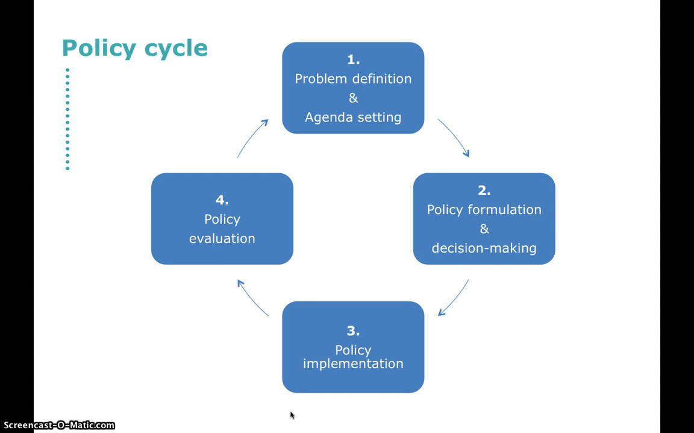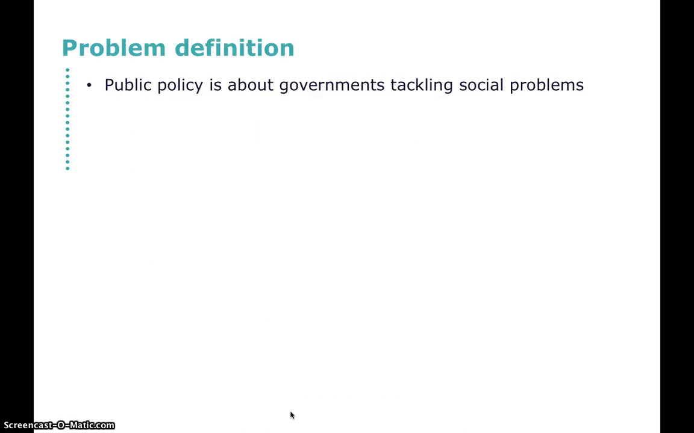This clip is on the first stage of the policy cycle, and more specifically it's about problem definition. Okay, let's look back very quickly on what we've discussed so far within this course. One of the important things we've discussed is the nature of public policies. We've defined public policies as actions taken up by a government to tackle or prevent social problems from happening. That is what the nature of public policy is.